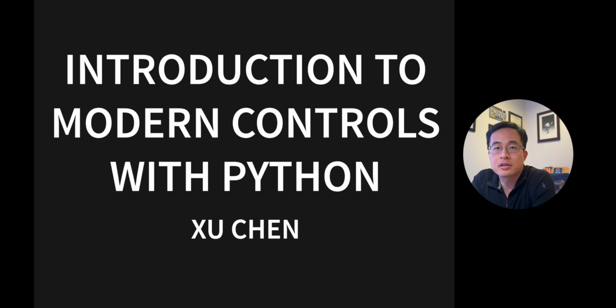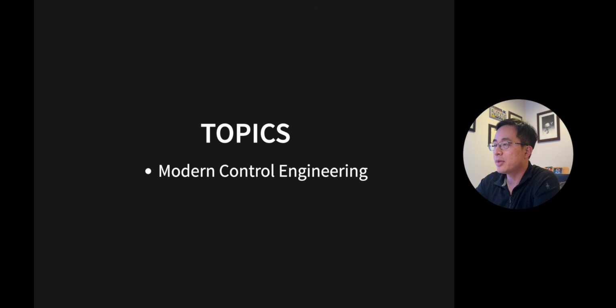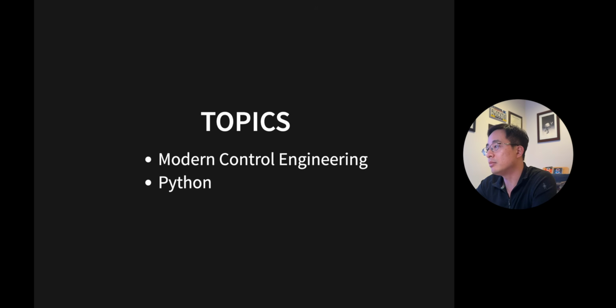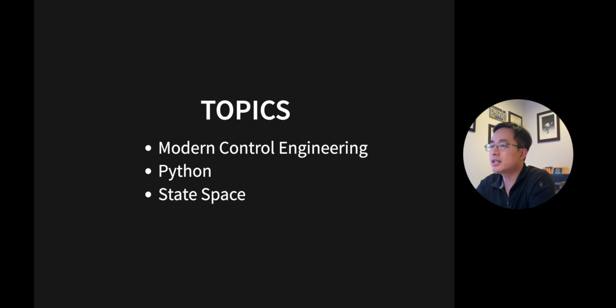In this video, I would like to talk to you about Introduction to Modern Controls with Python. The three topics that will appear in this presentation are: first, modern control engineering, a key element in innovation such as robotics, automation, and manufacturing. Second, Python, a computation tool that helps model and simulate such systems, one tool that has become increasingly powerful for control engineering in recent years. And third, state space representation, which is a foundational concept in modern control engineering that enables efficient description and analysis of dynamic systems.